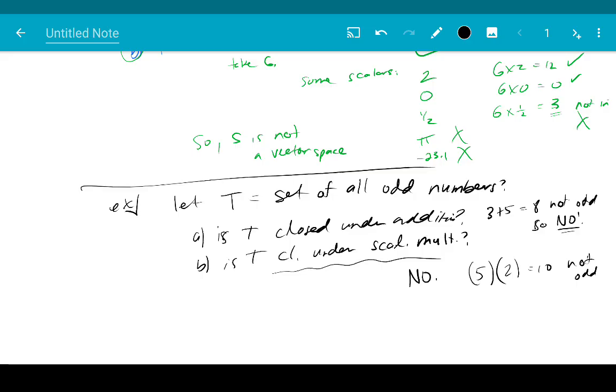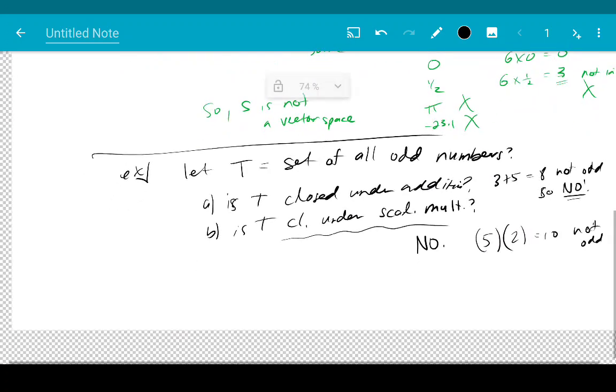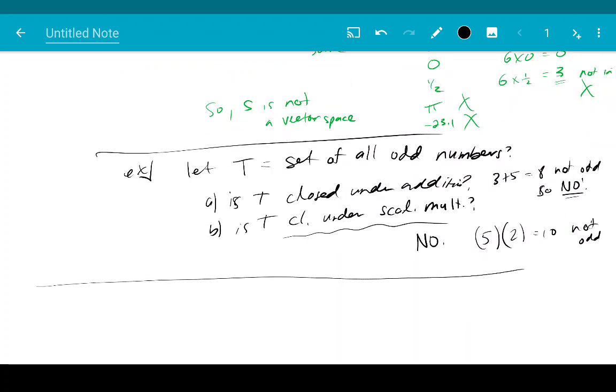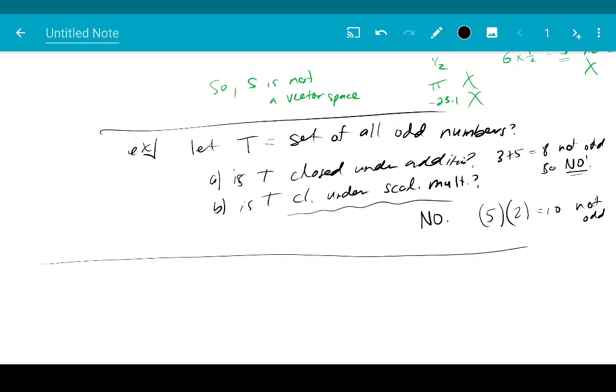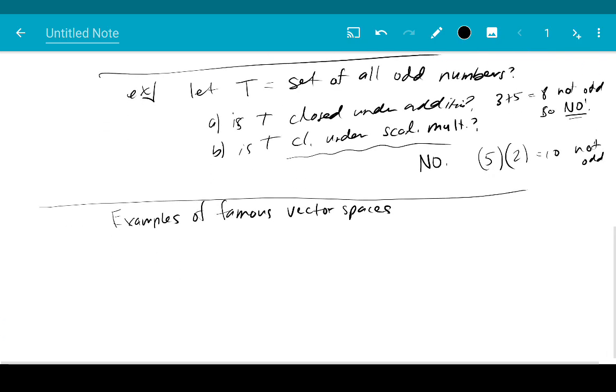Okay, and if we want to do some examples, let's do some more examples. In fact, how about this? Let's start with examples of well-known or famous vector spaces. These are examples that are sort of the big class of examples that a lot of people think of when they hear or talk about vector spaces.